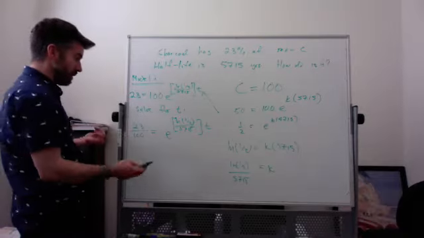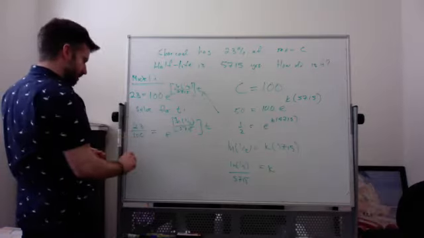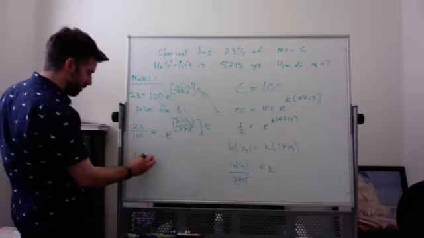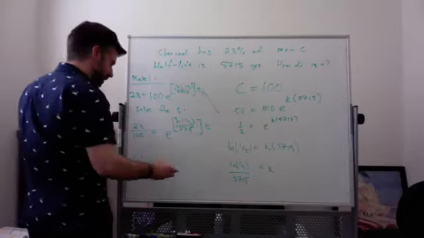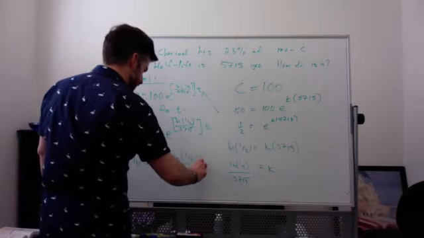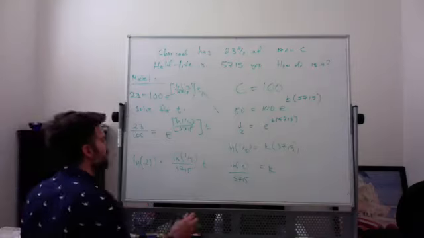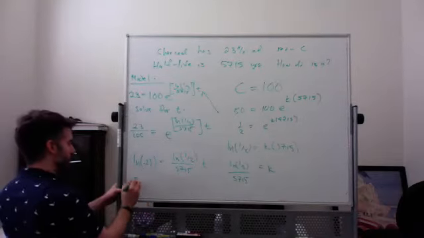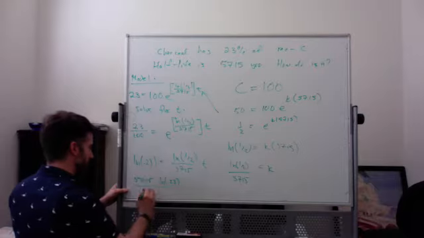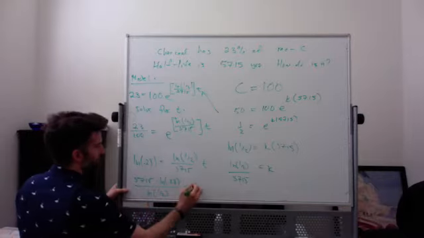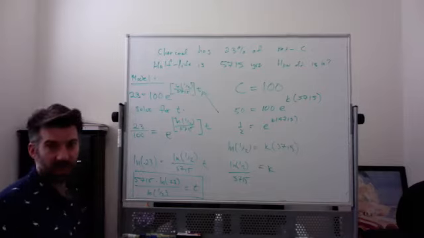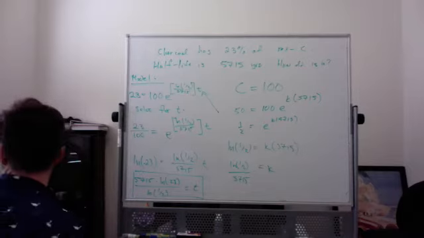We take the natural log of both sides to get this down out of the exponents. It's the natural log of 23 over 100, or 0.23, equals all of that. Natural log of 1/2 divided by 5,715 is t. And then to solve for t, I'm going to multiply by 5,715 and divide by the natural log of 1/2. I would leave my answer like that unless they asked me to give a decimal approximation.